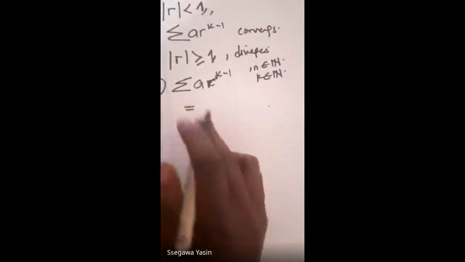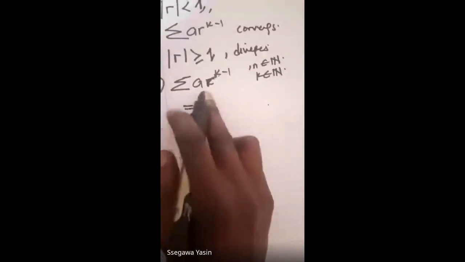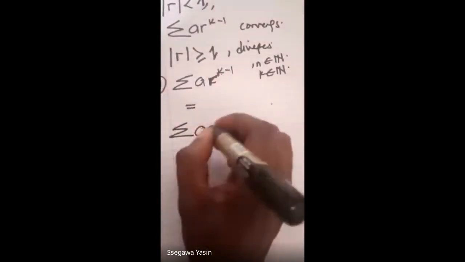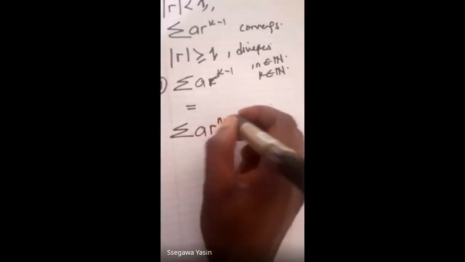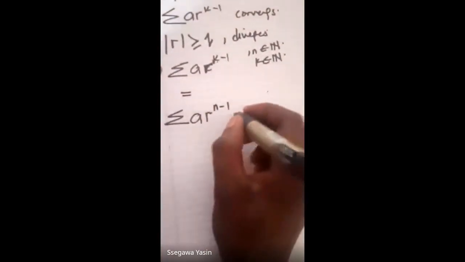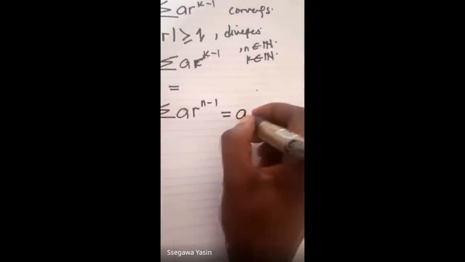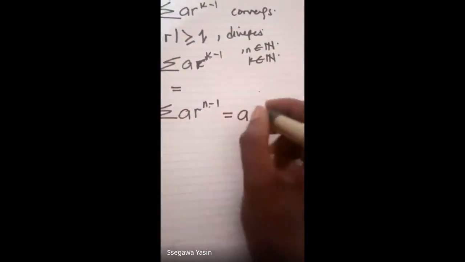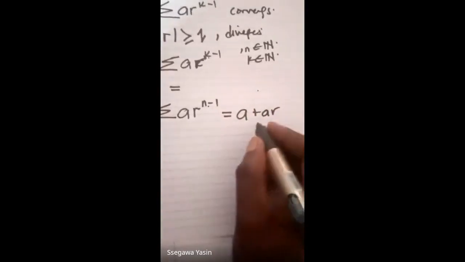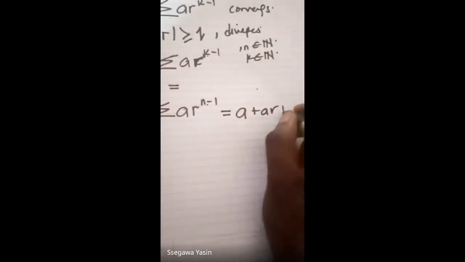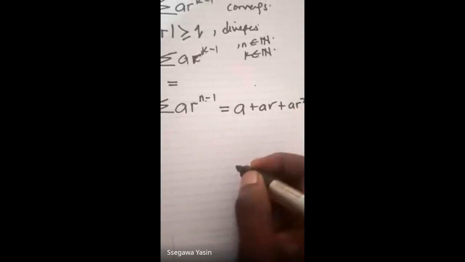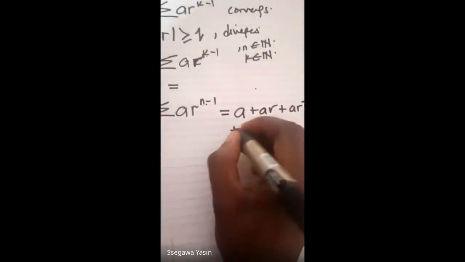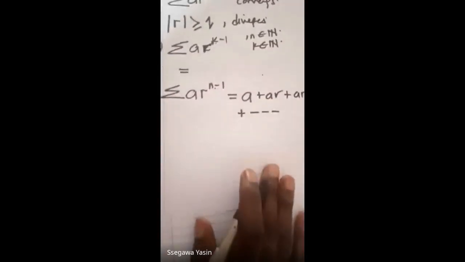I think if you are not contented with this K, you can just use A R^(N-1). And when you substitute, you know this will be A because this will be R to power 0. Then this is AR, the next one when N is 2. This is AR squared. And automatically it will continue because this is a series.